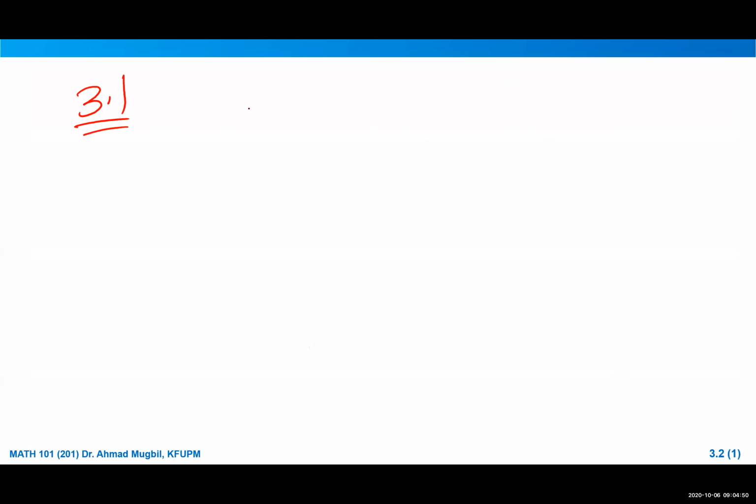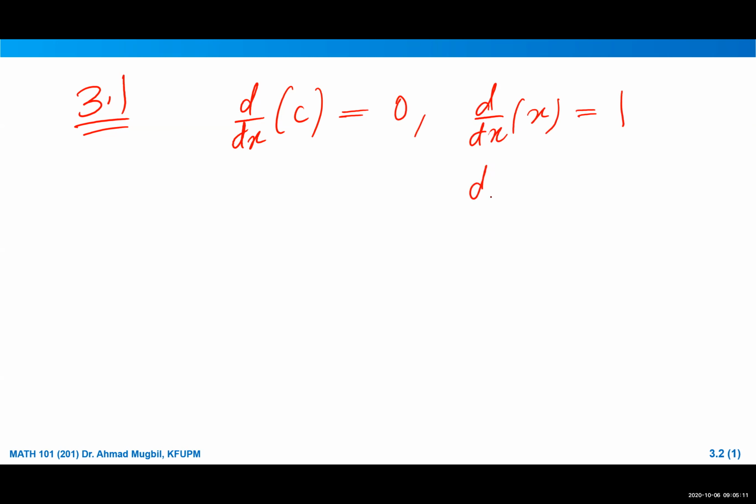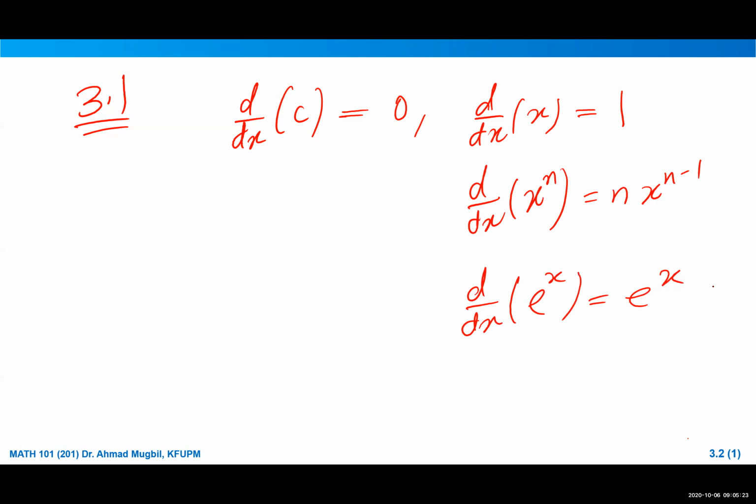What we have learned in 3.1: the derivative with respect to x of any constant is what? Zero. The derivative of x with respect to itself is what? 1. The derivative of x to the power n is n x to the power n minus 1. And the derivative of e to the power x is e to the power x.